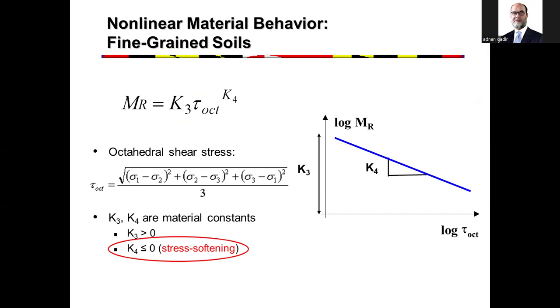In case of fine grained soil, the relation is different from the coarse grained soil. This is the octahedral stress, and octahedral stress is a difference of the stresses sigma 1, sigma 2, sigma 3. It's just like a Mohr circle you used to have in mechanics of solids. So this is the relation for fine grained soil.